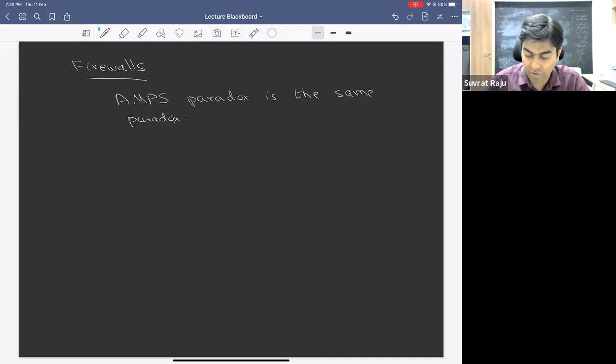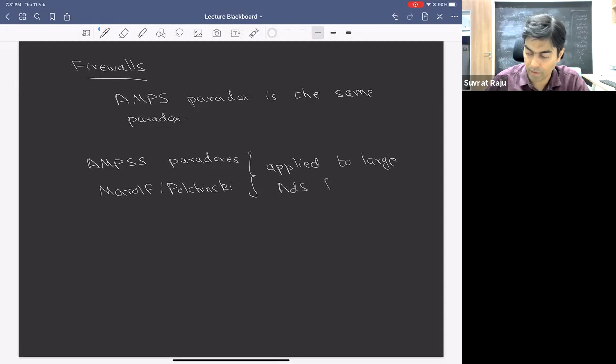I want to distinguish this from the AMPSS paradoxes, where the extra S is Douglas Stanford, who participated in some of the later papers, and also some other papers by Marolf and Polchinski. The reason I want to differentiate this is that these paradoxes applied to large AdS black holes. There is a separate set of paradoxes that we will discuss later in the course that apply to large AdS black holes. But the initial terminology of firewalls came from the AMPS paradox, and it's the same monogamy paradox.